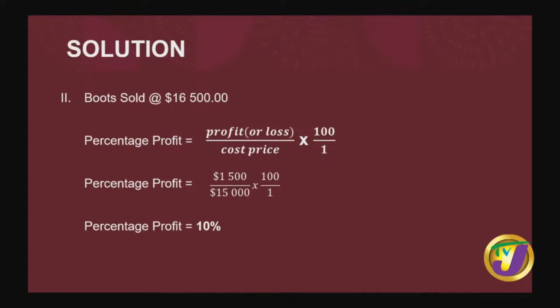$1,500. Now, again, we need to stress it. When we're calculating percentage profit, it's always the cost price that we focus on. So it's going to be our profit, $1,500 divided by $15,000 multiplied by 100. And in this case, that gave us a 10% profit. So for every $100, we're making $10.